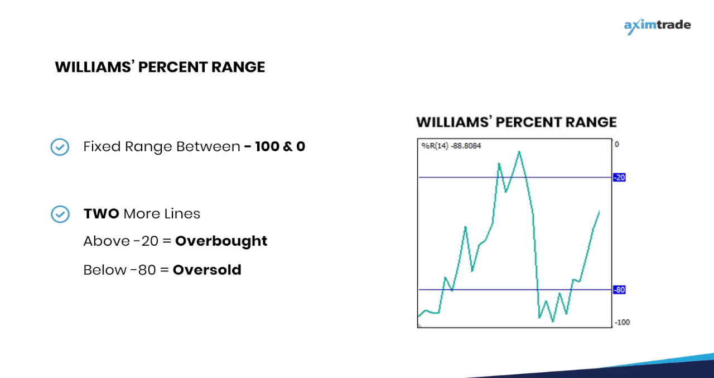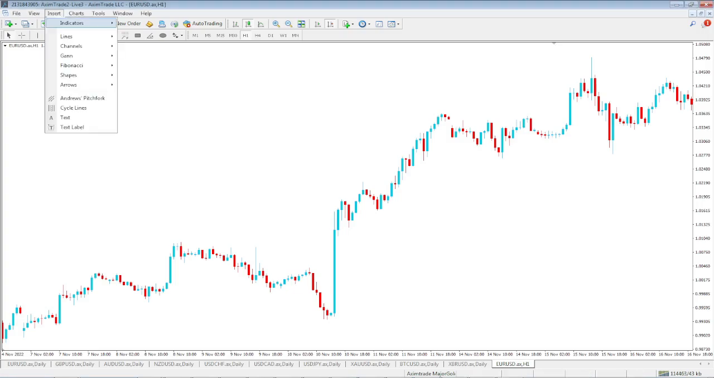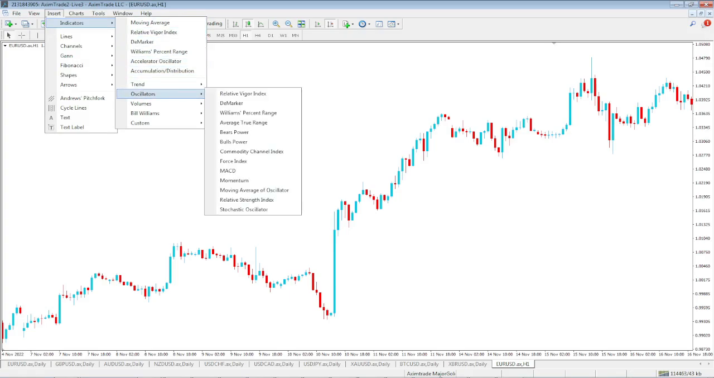We'll go through the Williams percent R indicator trading technique in detail on the chart, and also how to use it in combination with other technical indicators. Let's begin with placing the Williams percent R indicator on the chart. To place it on the chart, there are a few methods. The first method is to go to Insert, then Indicators. Under Oscillators, select the Williams percent range.